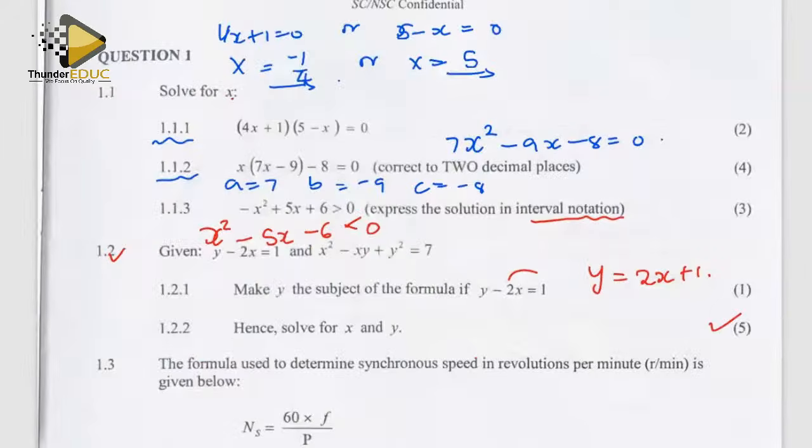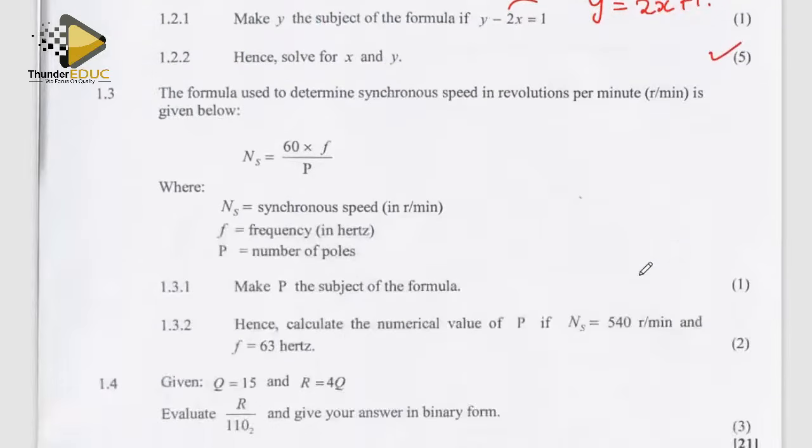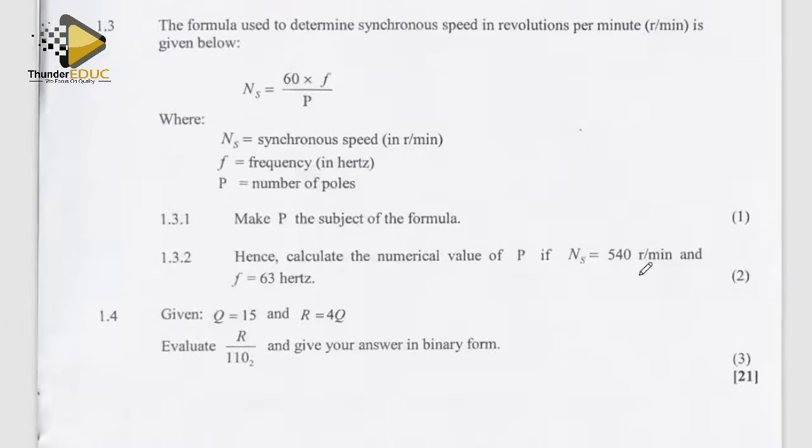Okay, 1.3. The formula used to determine the synchronous speed in revolutions per minute is given below. Ns is the speed, F the frequency in hertz, P the number of poles, and so on. They want us to make P the subject. So all we have to do is switch the positions of Ns and P, so that we know that P will be 60 times F over Ns. Now that you multiply both sides by P, this cancels.